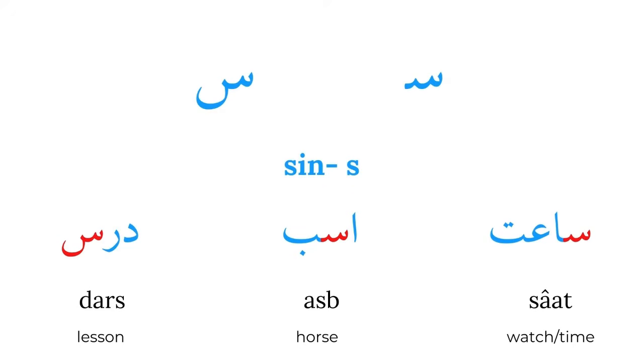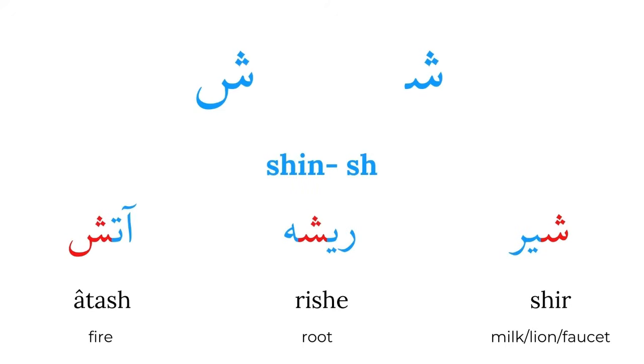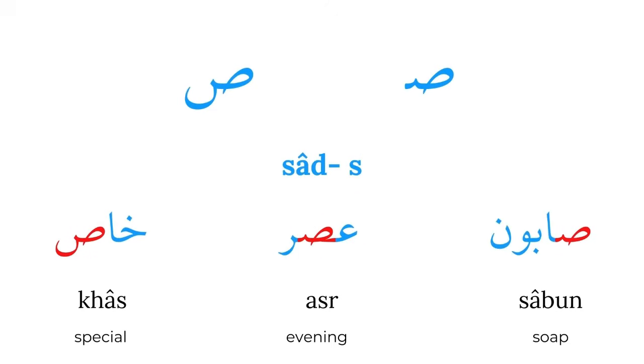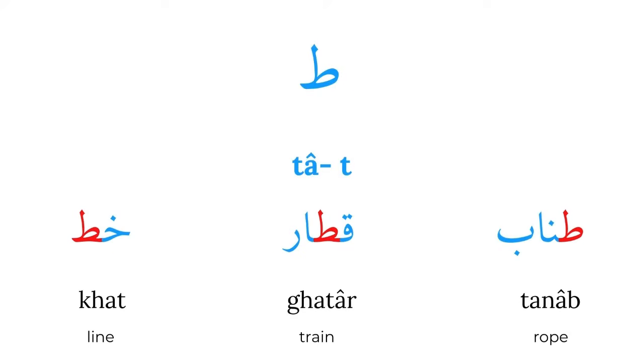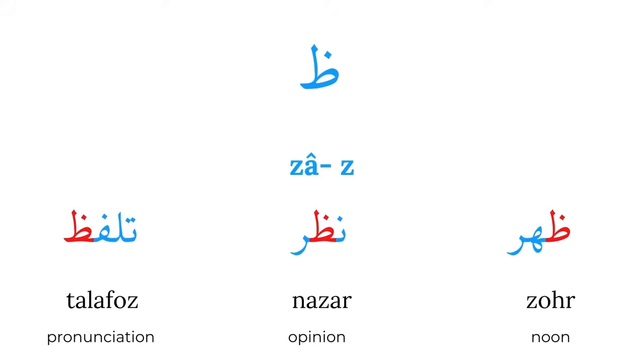سین. So sin is our second S sound. ساعت, اسب, درس. شین. شیر, ریشه, آتش. صاد, our last S sound. صابون, عصر, خاص. زاد, another Z sound. ضرر, رازی, قبض. تا, another T sound. طناب, قطار, خط. زا, another Z. ظهر, نظر, تلفظ.